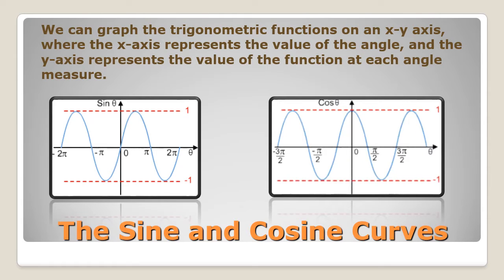The cosine is very similar. In fact, it looks like you took the sine curve and shifted it about pi over 2 to the left. So when the angle is 0, the cosine is 1. And when the angle is 2 pi, the cosine is 1. It's going to be negative 1 at pi, and it crosses the x-axis at pi over 2 and 3 pi over 2. Like the sine curve, it stays between negative 1 and 1, and it is periodic. It is repeating that wave pattern.